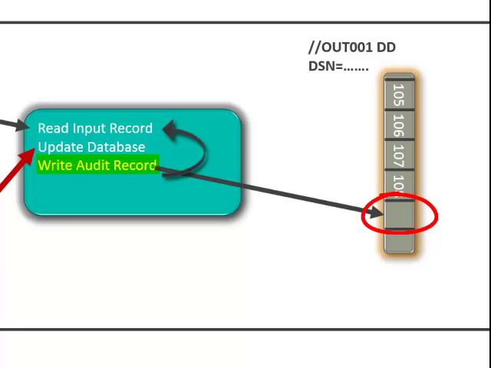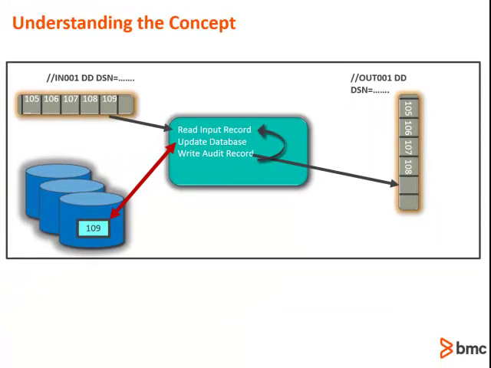Here is a program that reads a record from an input file, updates a database, then writes a record to an output file. In this example, the program has read a record with a key of 109. It has accessed and updated a database record with the same key and is about to write an output record with a key of 109. The logic will then circle back to get the next input record. This is a good example of an input-driven program.